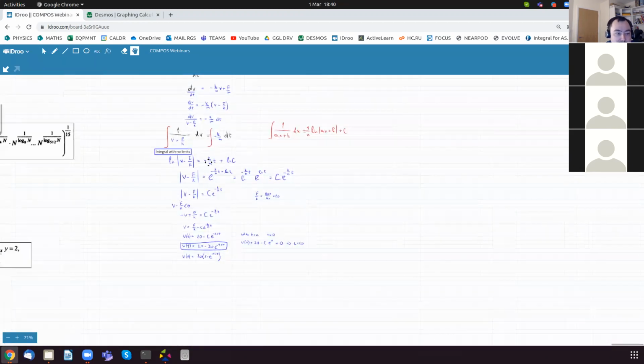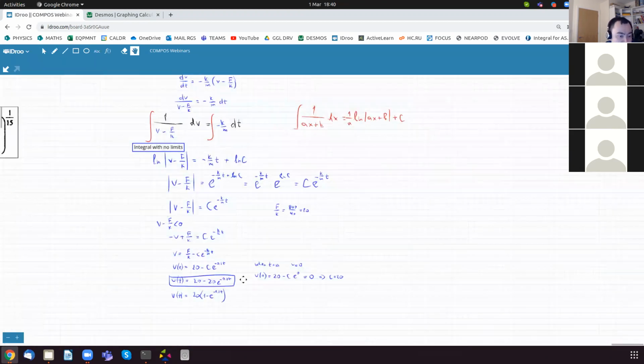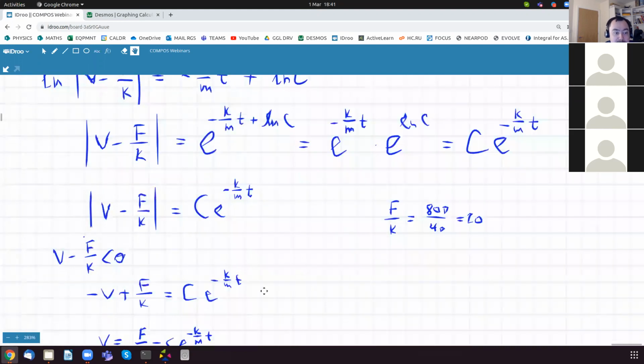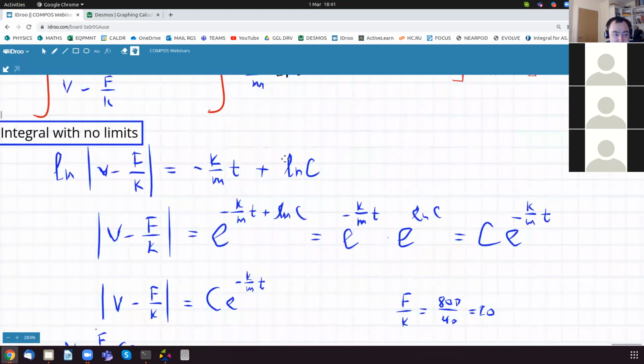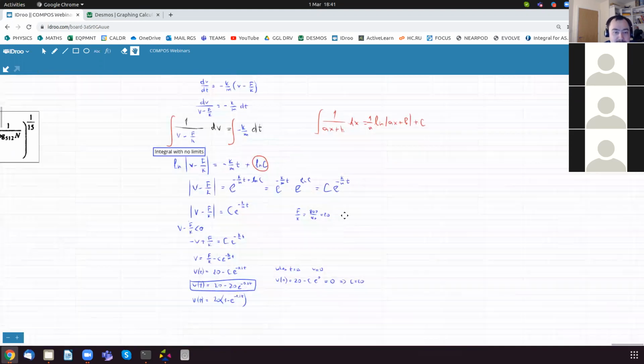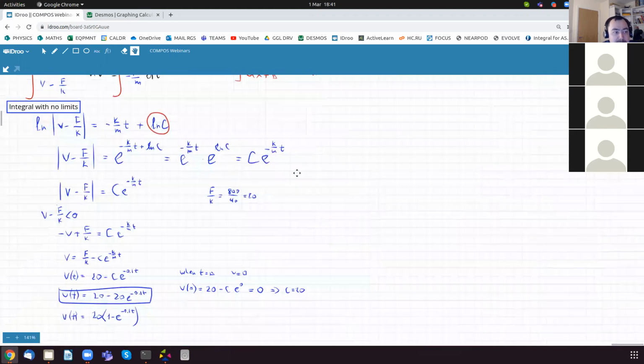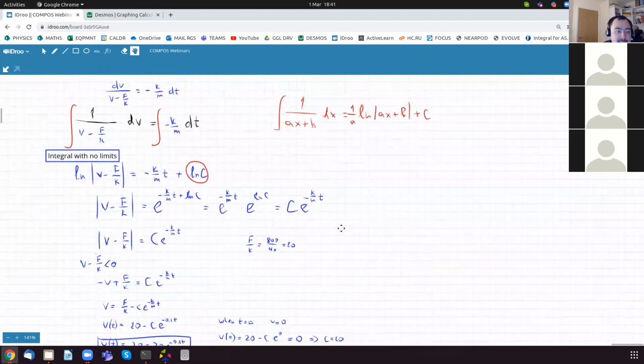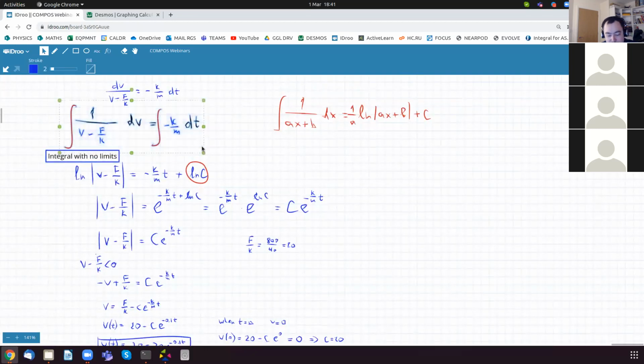You use the initial parameters to find c. Now, if you didn't do this, you would still have the same answer, just a slightly more difficult way of getting there, like ever so slightly. But let's have a look at if you prefer integrating with limits. If you prefer integrating with limits, you need to do the following.